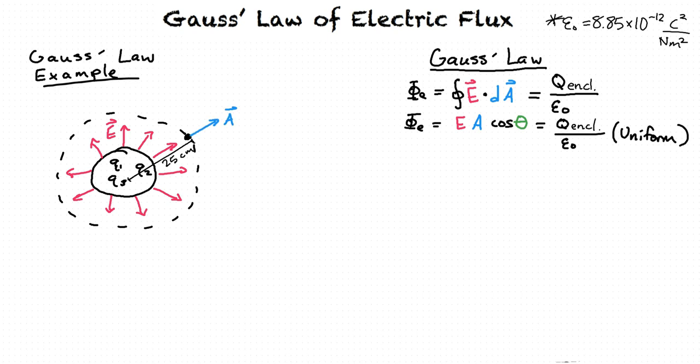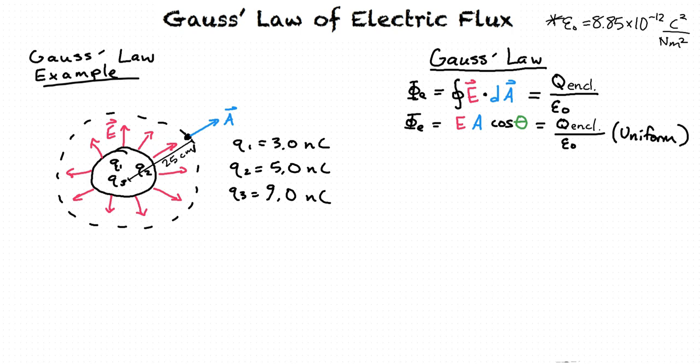Now let's say that the three charges inside the sphere are Q1 equals 3.0 nanocoulombs, Q2 equals 5.0 nanocoulombs, and Q3 equals 9.0 nanocoulombs. Again, the goal of this problem is to find the electric field at the point 25 centimeters away. And because the angle between E and A is 0, cosine of 0 equals 1, so we will not deal with the angle in this equation. Now that we have gathered all this information, what should be the first step that we take?